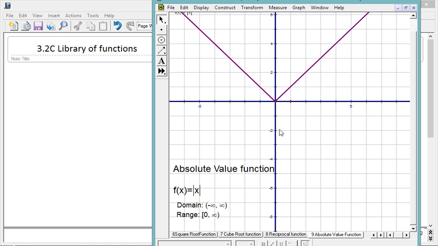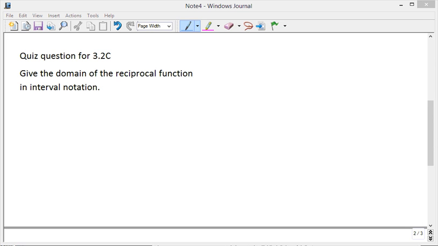All right, so let me give you your quiz question. Here's your quiz question for 3.2c. Just give the domain of the reciprocal function in interval notation. Now, you and I both know that you can go back and look at that. Try to do it first. Try to think of what it would be and write it down without looking, and then go back and look and make sure. Everybody ought to get this one right.